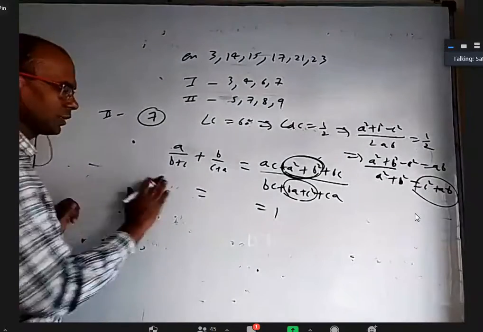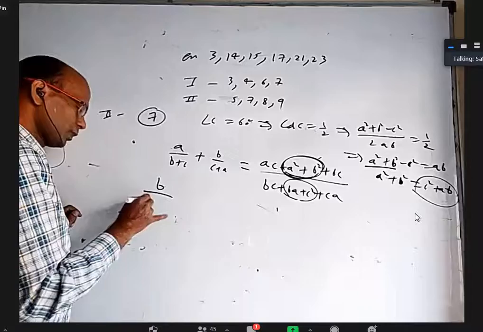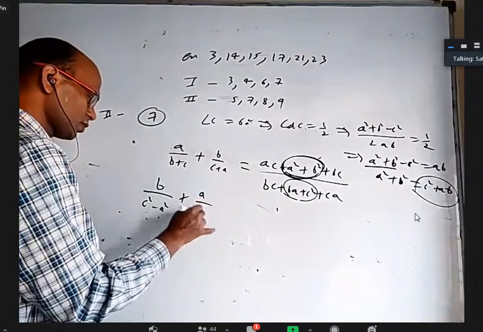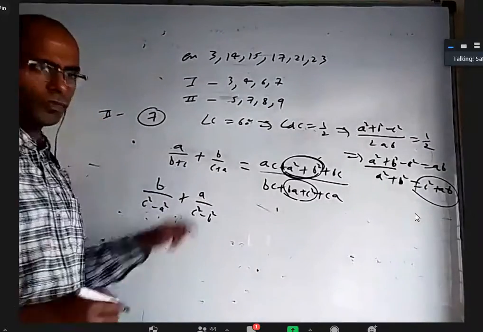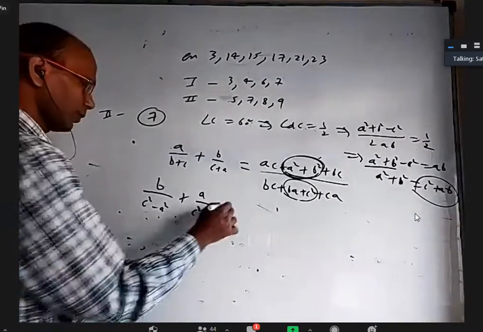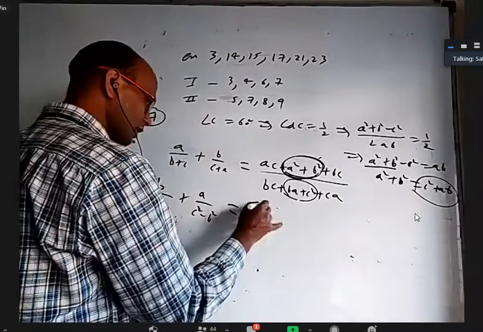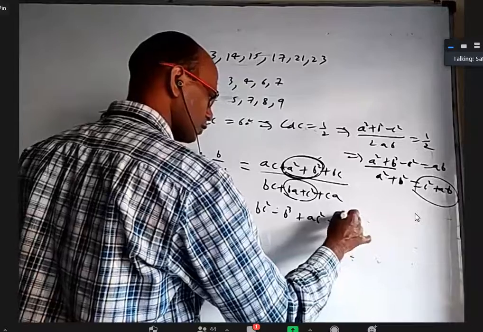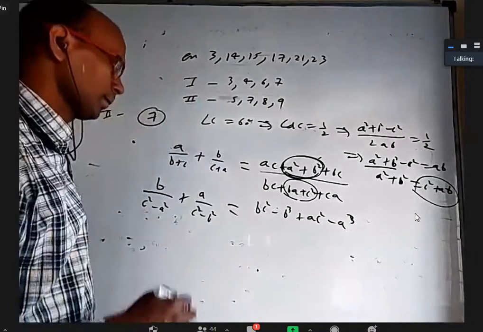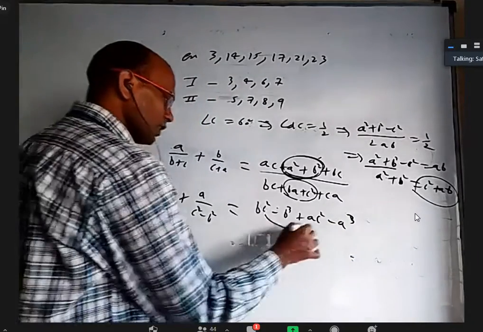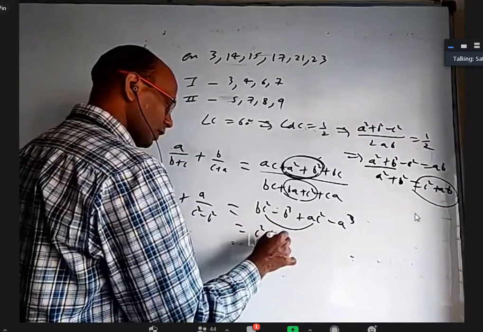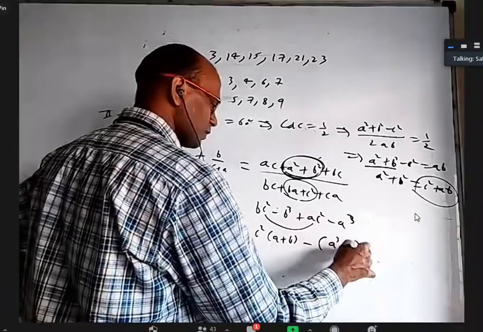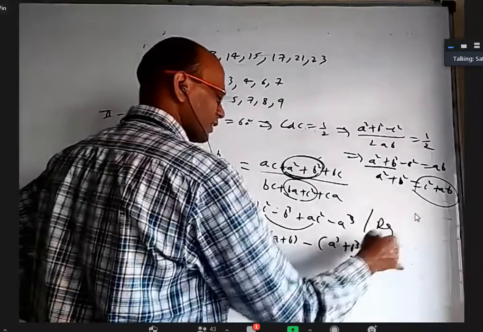Coming to the second part, they want us to prove b by (c square minus a square) plus a by (c square minus b square) equal to 0. So if I take LCM, if numerator is 0, it is good enough. If I take LCM, I'll get bc square minus b cube, ac square minus a cube. From these two, I can take c square common, I'll get a plus b. From these two, if I take minus common, I'll get a cube plus b cube, by denominator. The denominator is there, I did not write.